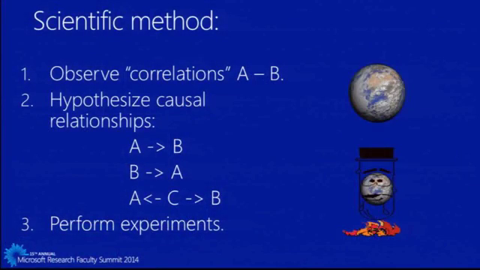The scientific method proceeds as observing first correlations between pairs of variables, then hypothesizing causal relationships. Does A cause B, or B cause A, or are A and B the consequence of a common cause? And then perform experiments to put these hypotheses to a test. However, experiments are generally costly. They can be unethical, they can be impractical, or even infeasible. So it's really important to prioritize them. That is, to find those candidate cause-effect pairs that have the highest priority for us to experiment with.